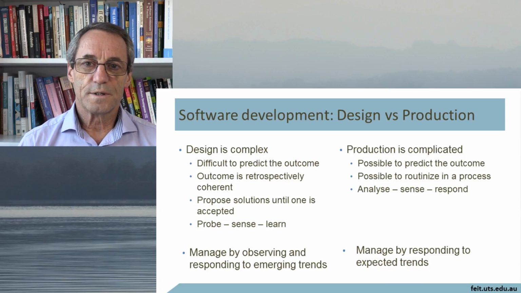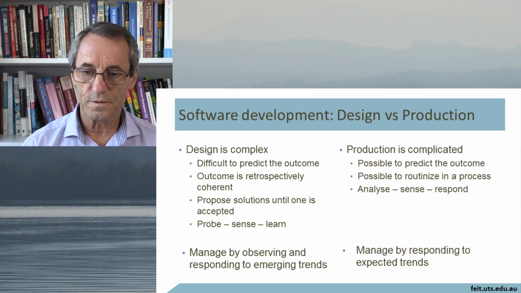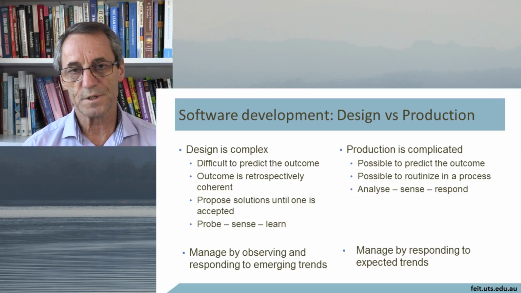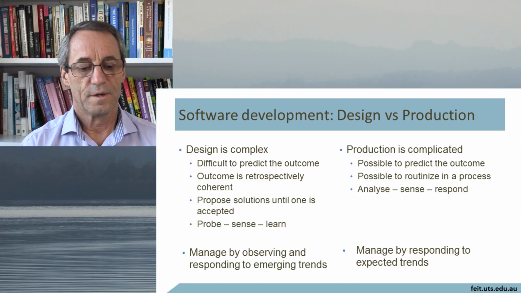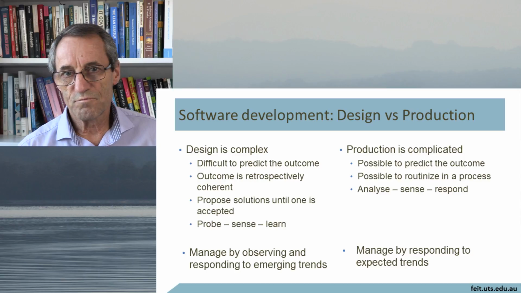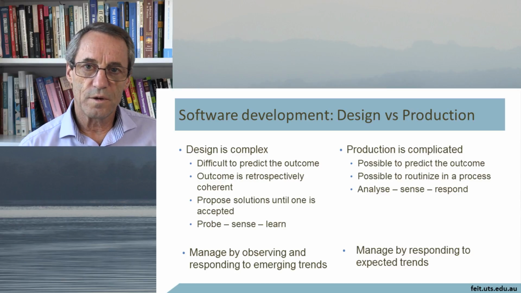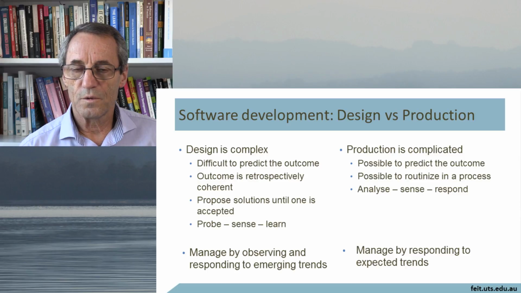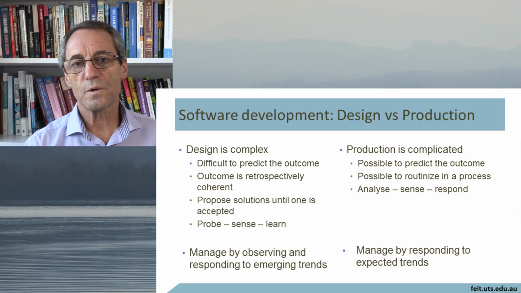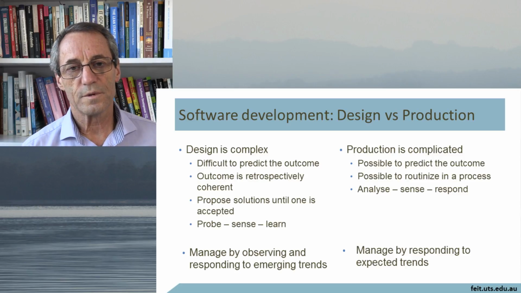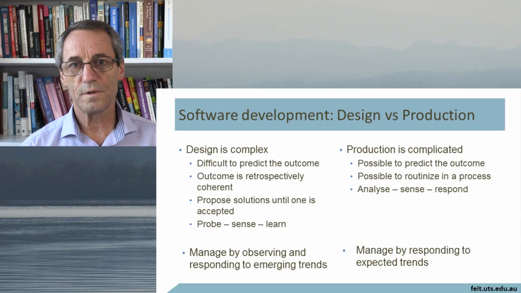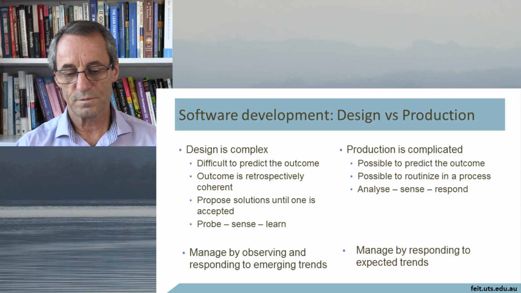Software development has characteristics of design, or involves some elements of design and involves some elements of production. So let me explain that. Design is complex. It's a complex activity. It is really difficult to predict the outcome of design. It tends to just happen. The outcome, though, is retrospectively coherent. Once you have the design, you can look at the design and examine it in terms of what it was required to do and say, yes, it will do it. But it's difficult to go from the requirements to the end design. It's backward, as I say, retrospectively coherent, not forward predictable.